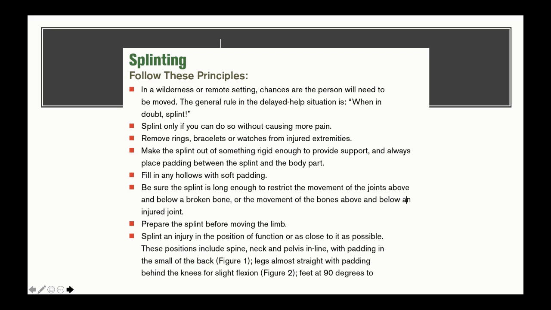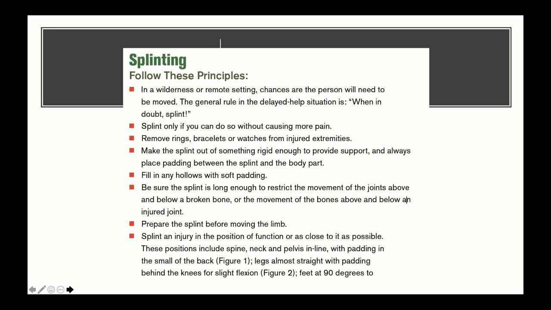Okay. Always place padding around the splint. There's additional videos for you to watch on this section. Fill in any hollows with soft padding, so we don't want any sort of pressure in any one point. Think of like if I was to use my elbow, right? That's a pointy part of my bone, and so we'd want to put something soft so we don't end up with any sort of pressure ulcer or something like that, okay?